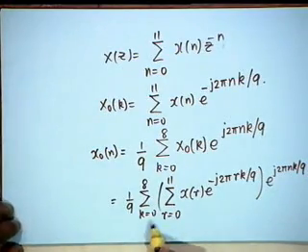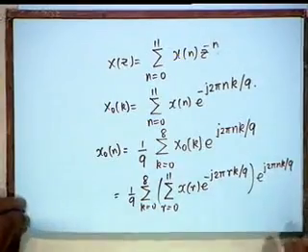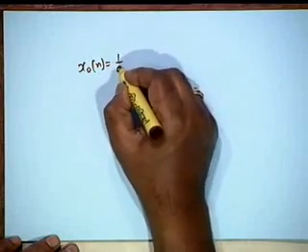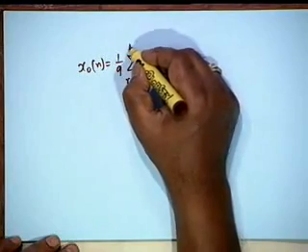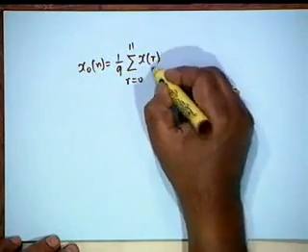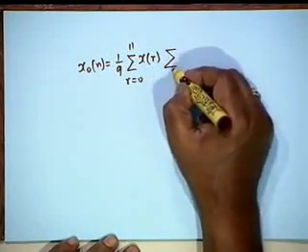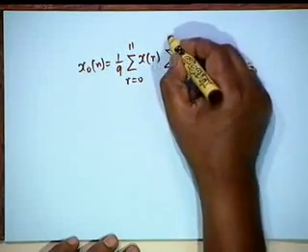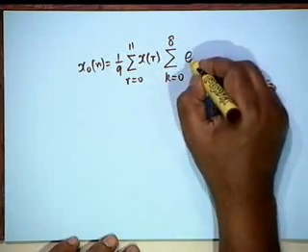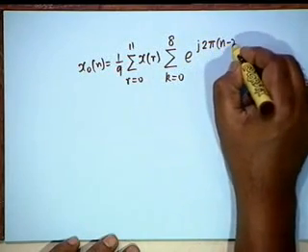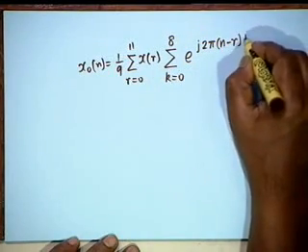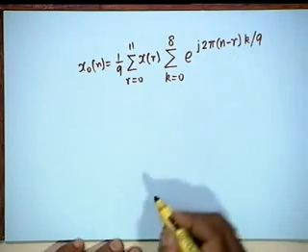Then we interchange, the usual trick that we do, interchange the two summations. So we write x0(n) as equal to 1/9 summation r equal to 0 to 11 x(r), then summation over k 0 to 8 e to the power j 2 pi (n minus r) k divided by 9.